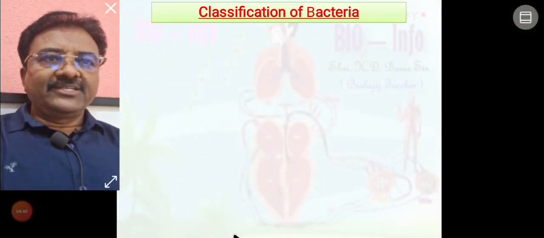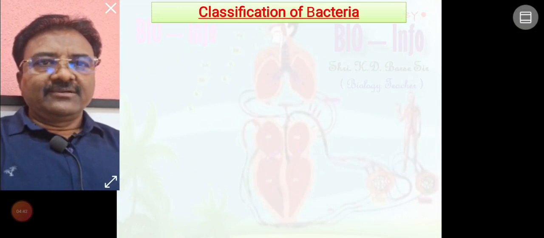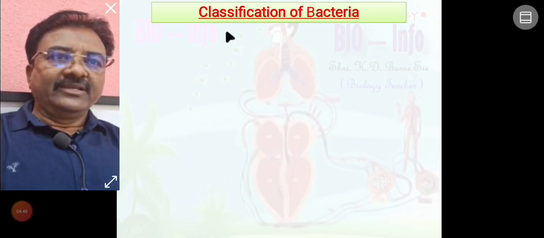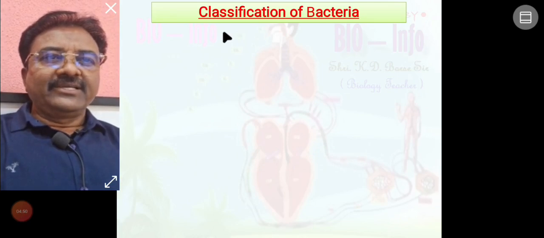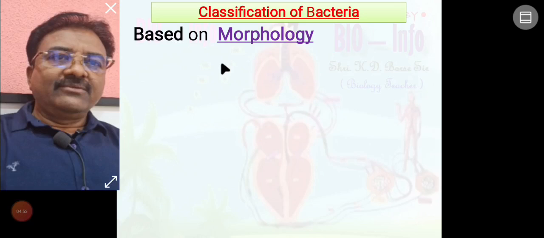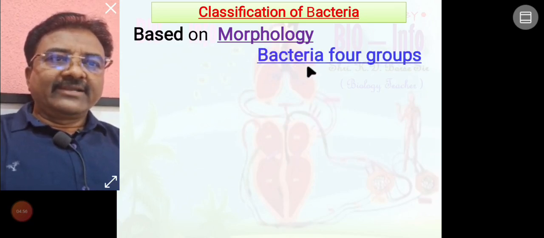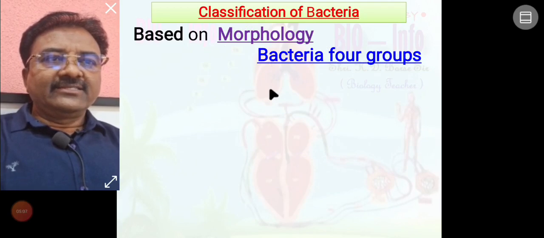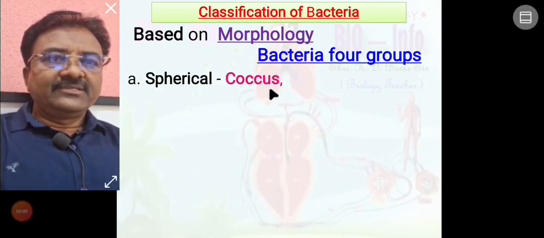Now we learn the classification of bacteria. No doubt Monera contains all organisms that are bacteria. So here we discuss the classification of bacteria in detail. Based on morphology, bacteria are classified into 4 groups. On the basis of morphology, external characters, bacteria consist of 4 groups. Number 1, spherical shaped bacteria, known as coccus.